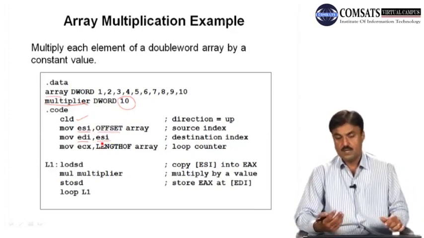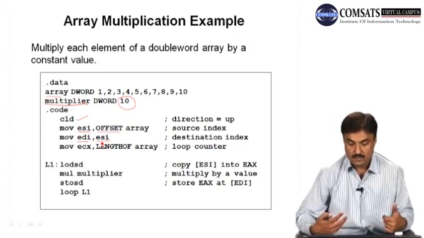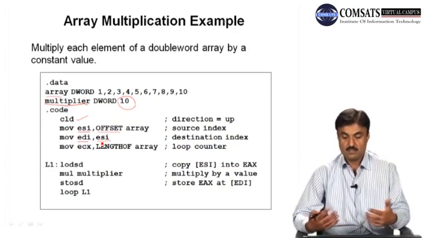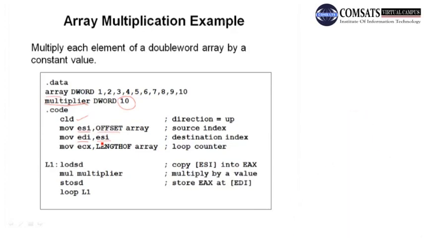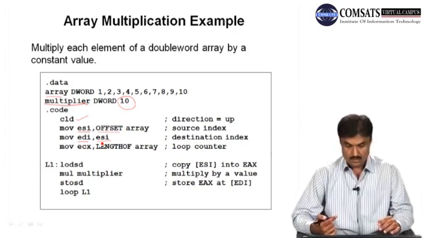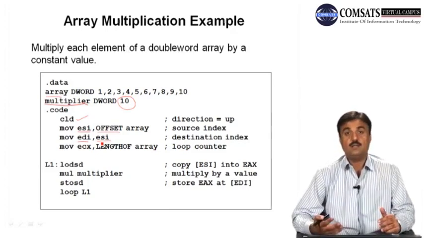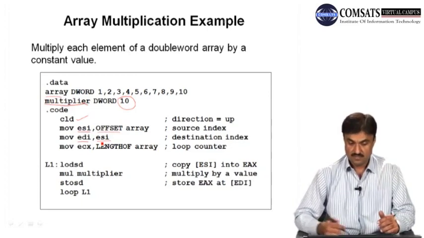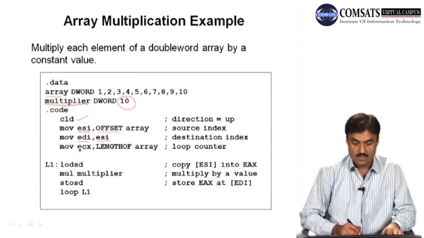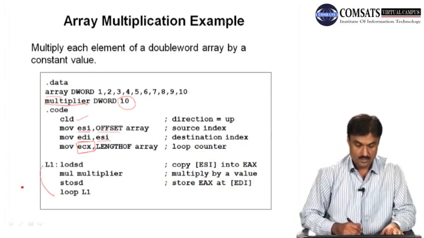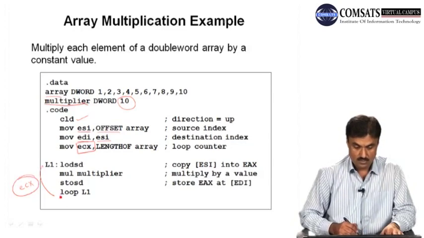So what we are going to do, the same elements are being used; the destination index is also pointed to by the EDI. So we have the source index, ESI, and the destination index is also the same one. ECX is the total length. So now this loop will continue up to ECX times because we are using the loop instruction here.